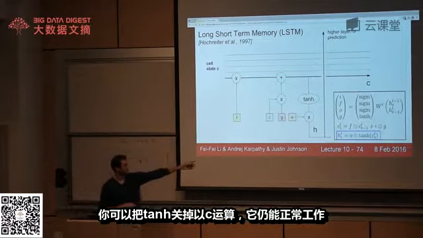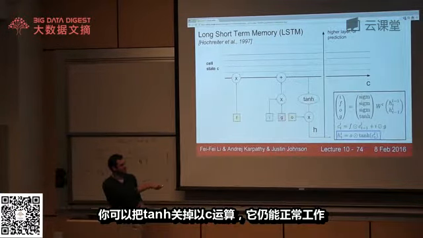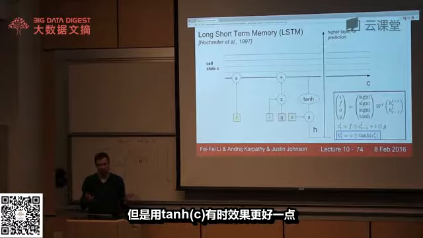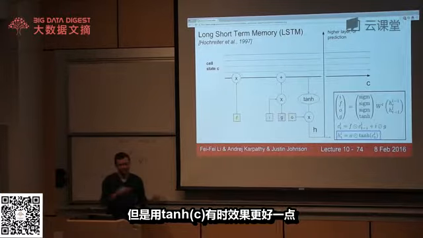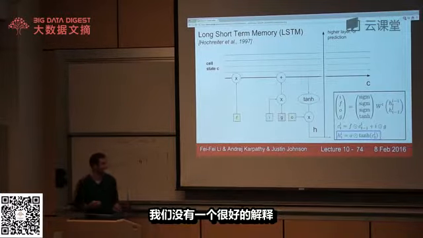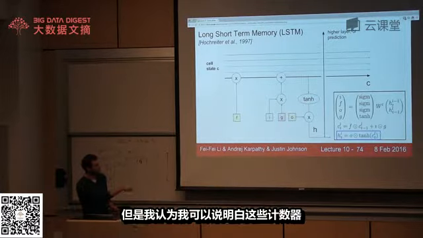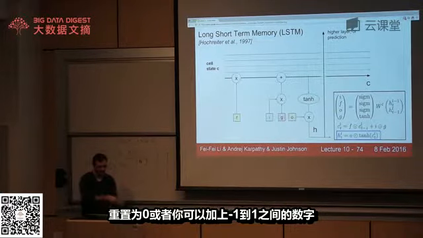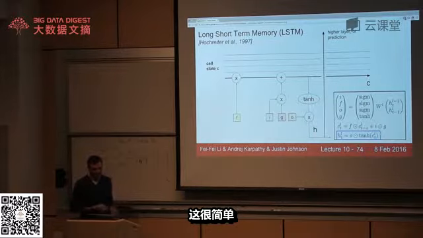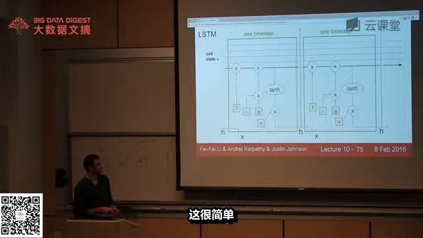It turns out that this tanh of c can just be c, and it works just fine normally. But with a tanh of c, it works slightly better sometimes, and I don't think we have very good reasons for why. And so you end up with a bit of a monster, but I think it actually kind of makes sense in terms of just these counters that can be reset to 0, or you can add small numbers between -1 and 1 to them. And so it's actually relatively simple.